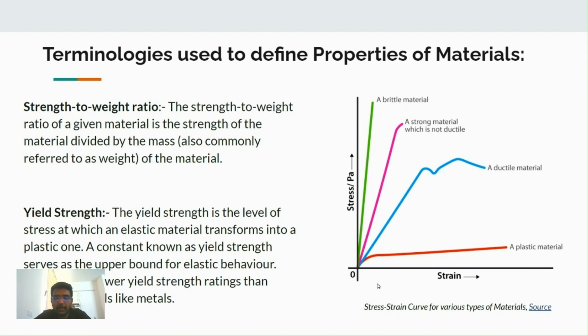So on the right hand side of the screen, you can see the graph of stress versus strain, where the plastic materials are not able to sustain that much stress as compared to the brittle and the ductile materials.